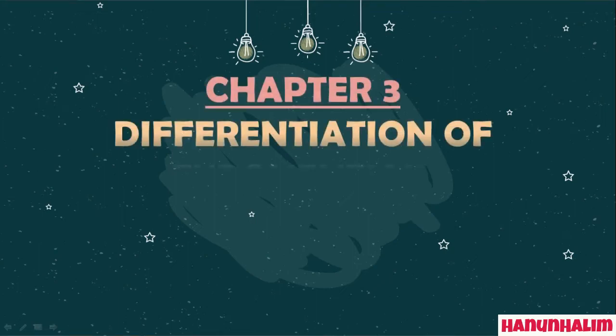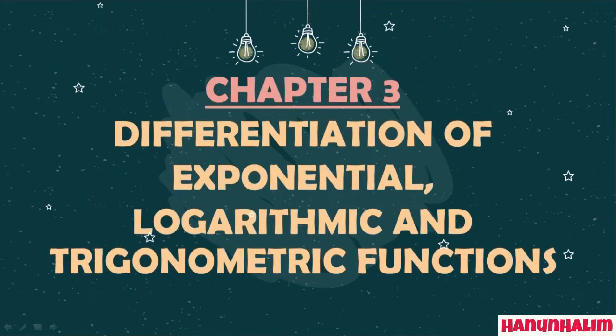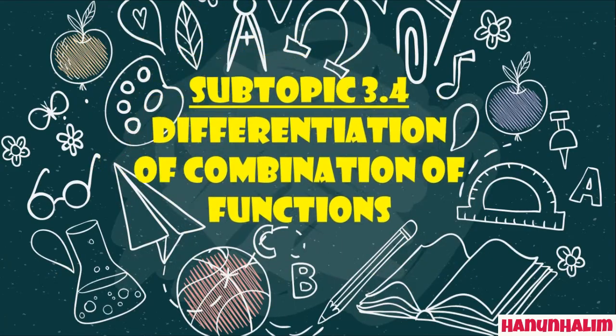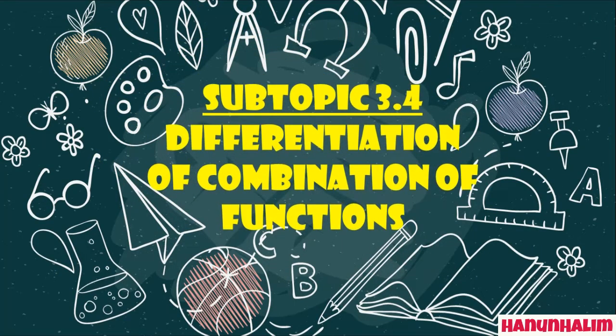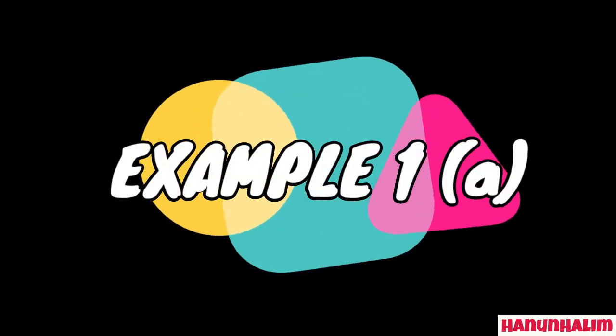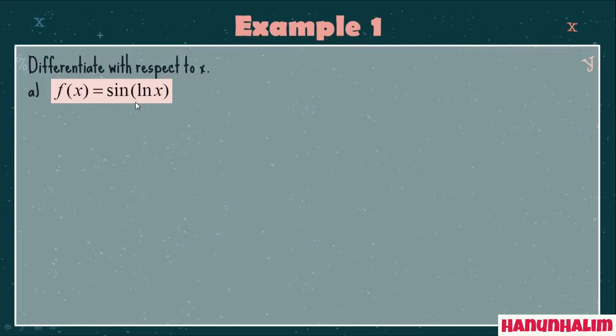Now, we have reached the last subtopic for chapter 3, which is subtopic 3.4, Differentiation of Functions involving trigonometric, exponential, and logarithmic functions. Example 1a. Differentiate f(x) equal to sin ln x.